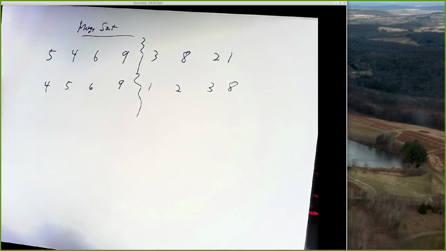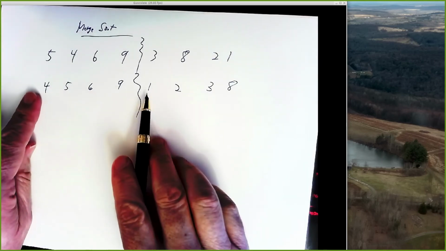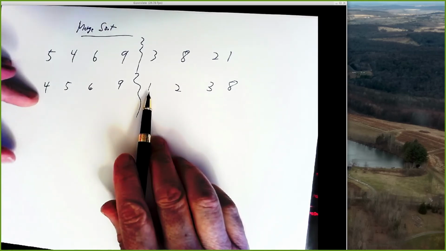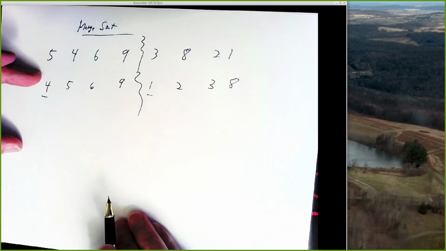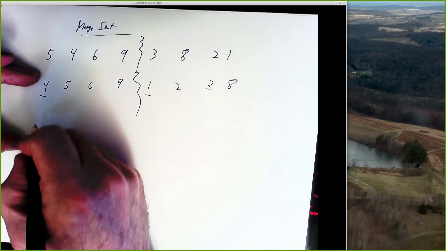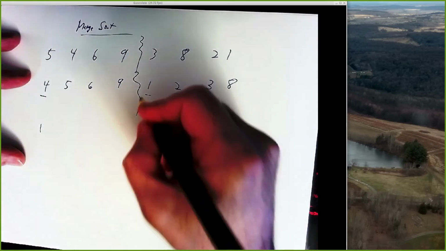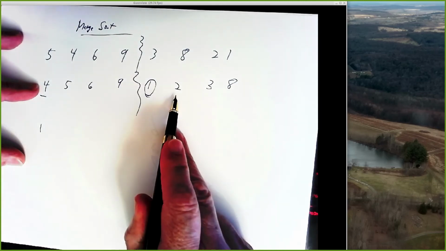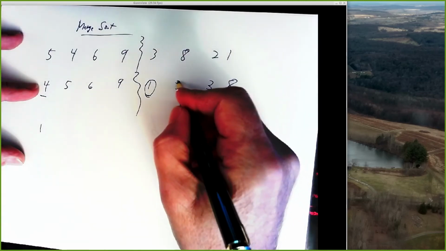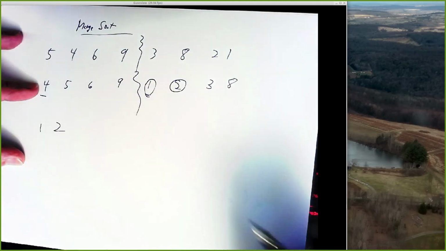So all I ever have to do is look at the first number in each list. And I say, what's smaller, 4 or 1? So I'm going to look at my 4, I'm going to look at my 1. Which of those is smaller? It's a 1. That's going to be my output. All right. Now look at the first number in each list. I've got a 4 and I've got a 2. Which one is smaller? A 2. So I'm going to put that in my output.